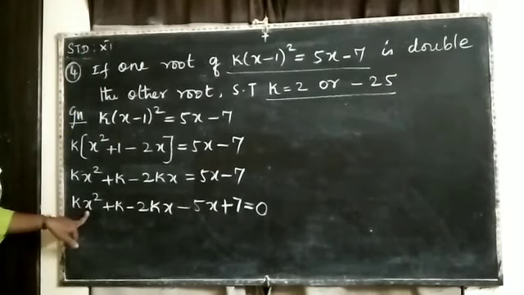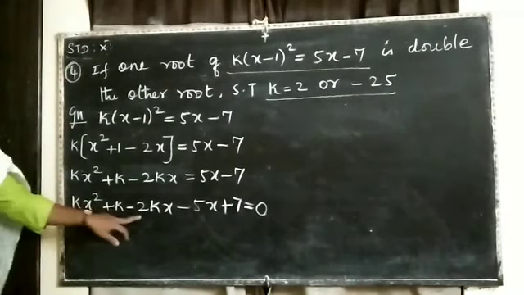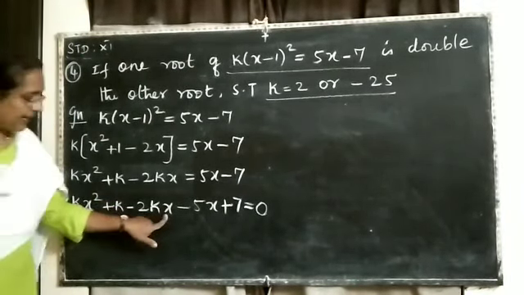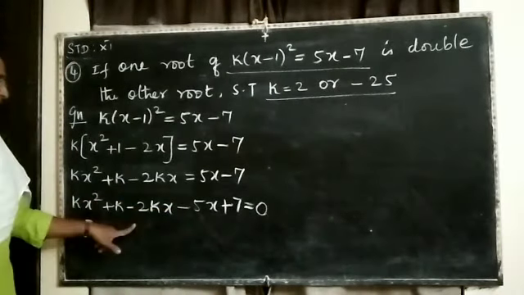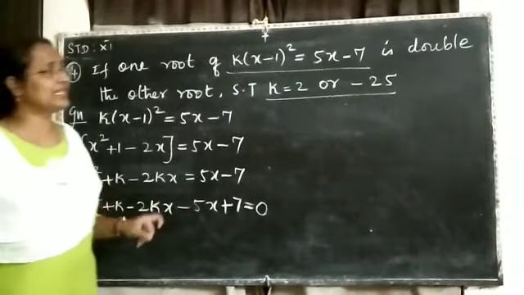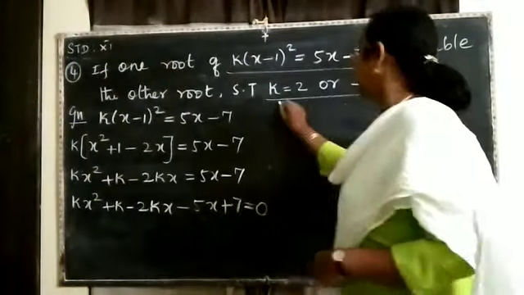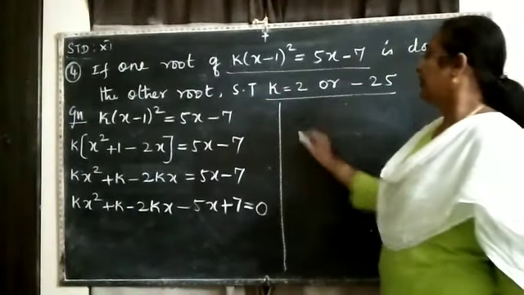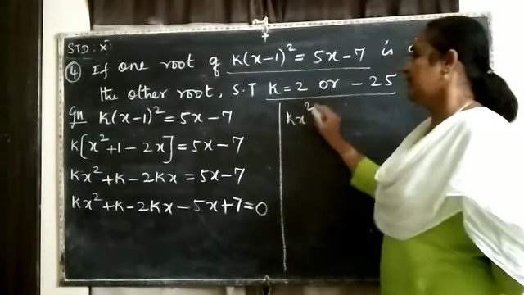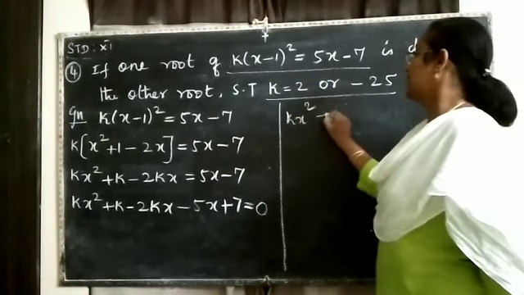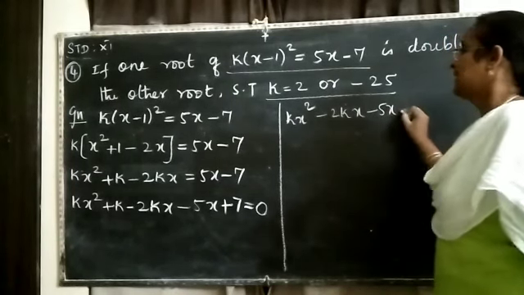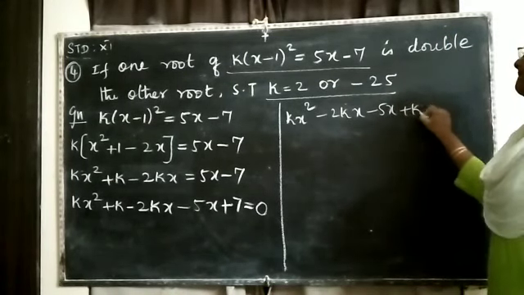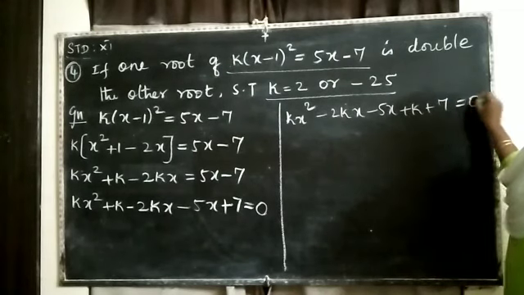Now x squared is here. Now I am going to segregate the x term. See, here also I have x term and here also I have x term. So I am going to put together these two x terms and the constant terms separately. Now look into this. So I am going to bring it kx squared minus 2kx minus 5x plus k plus 7 equal to 0.